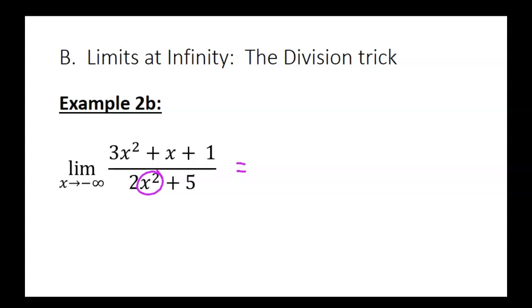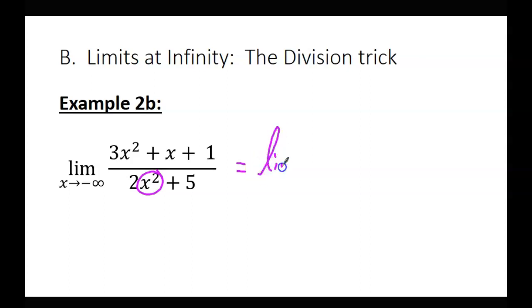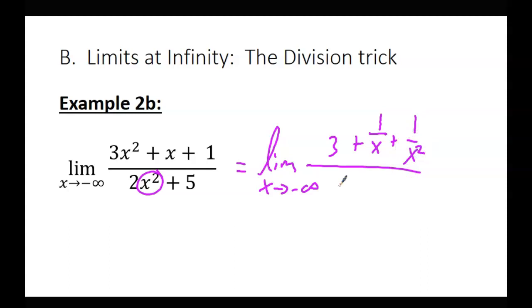Go for it. So here we go. This limit that we have on the board already is equal to the following limit. Go ahead, Ricardo. What do we get after we divide everything by x squared? 3 plus 1 over x plus 1 over x squared. Okay, good. And on the bottom? Divided by 2 plus 5 over x squared. Okay, he's right. This is what you would get if you divided everything by x squared.